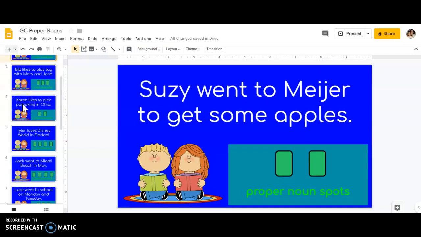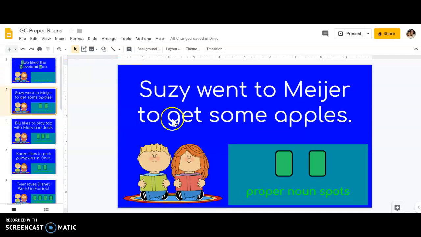As you go over to your scroll bar, you'll see a couple more that you get to do by yourself. Each proper noun spot down here shows you how many proper nouns are inside of the sentence. Read through it, find your proper nouns, and then highlight your capitals with the green proper noun spots. When you're all done, turn it into Google Classroom.